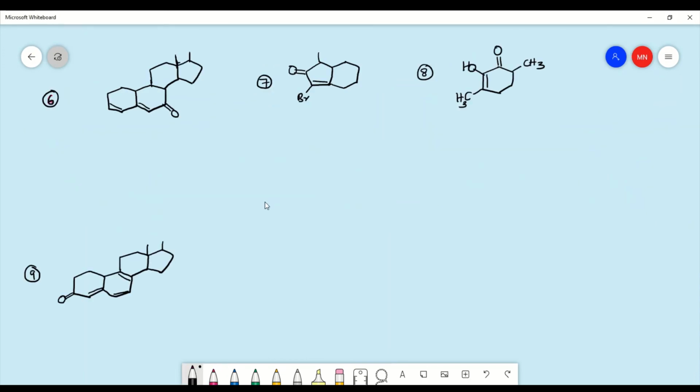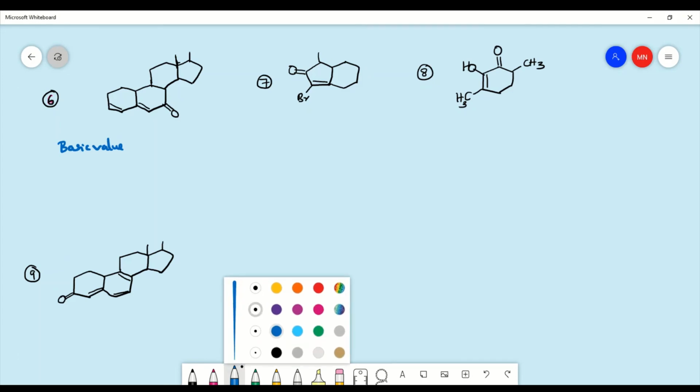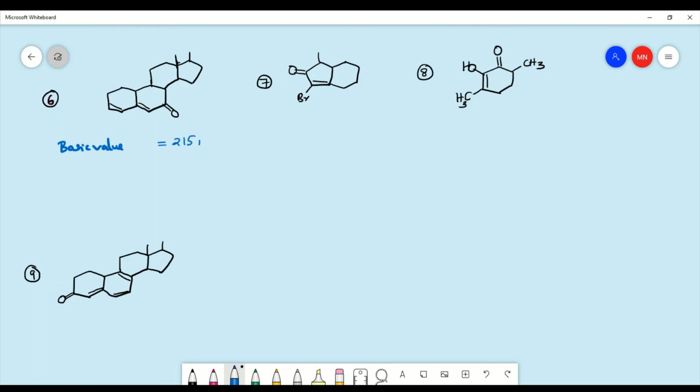And let us move on to another set of examples. Here in the sixth example, this is again a 6-membered alpha beta unsaturated enone. The basic value for this 6-membered enone will be equal to 215 nanometer.